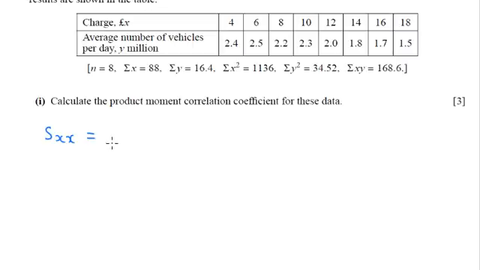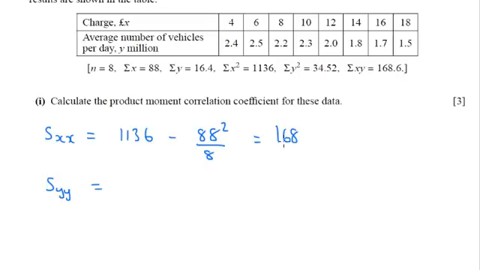exam. So SXX is the sum of x squared, which is 1136, minus the sum of x squared over n. So 1136 minus 88 squared over 8 is 168. So we don't need to remember that number, that's not going to be very difficult to remember. Let's do SYY next.